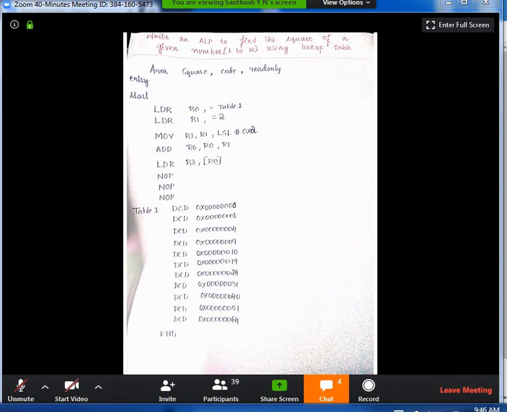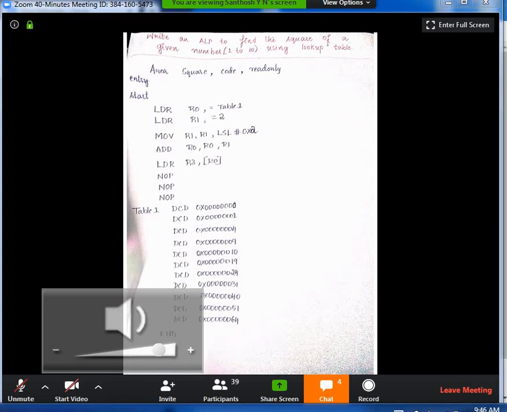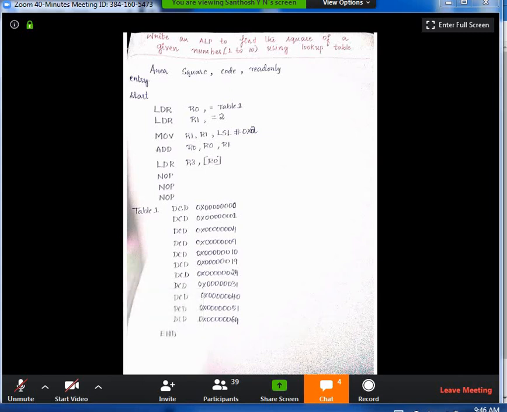Okay. So write an ALP to find the square of a given number 1 to 10 using the lookup table. So you are not just finding the square of a given number. What you are doing is 1 to 10, the squares, set in the lookup table. What is meant by lookup table? A lookup table is nothing but data that is required for your program, which you create in prior. Whatever data is required for your program, you are saving in prior in one particular table. This is nothing but the lookup table you are creating.